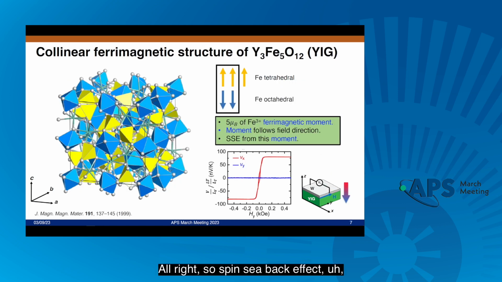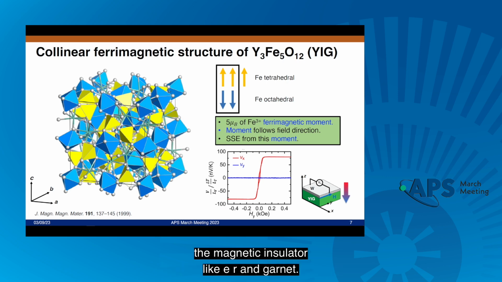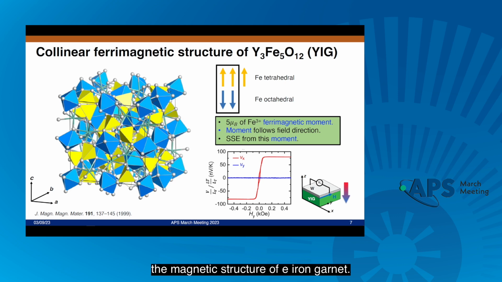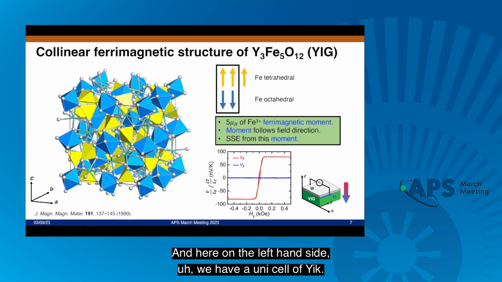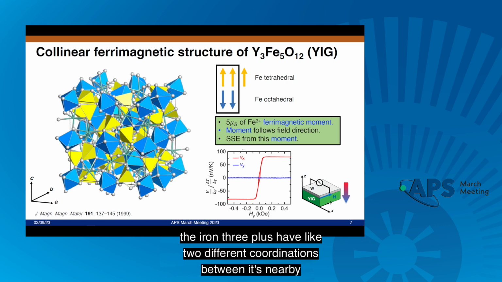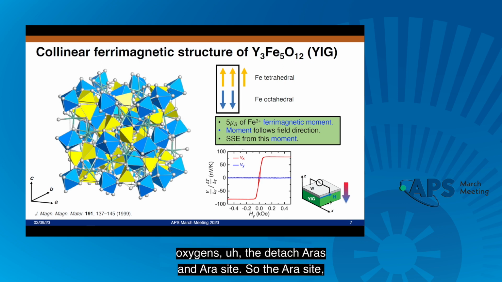All right, so the spin Seebeck effect is pretty common in magnetic insulators like yttrium iron garnet, and we wanted to talk a little bit about the magnetic structure of yttrium iron garnet. Here on the left-hand side, we have a unit cell of YIG, and this is kind of strange looking, but the iron 3+ has two different coordinations with its nearby oxygens, the tetrahedral and octahedral sites. The octahedral sites have the iron center colored in blue, and tetrahedral sites are colored in yellow.